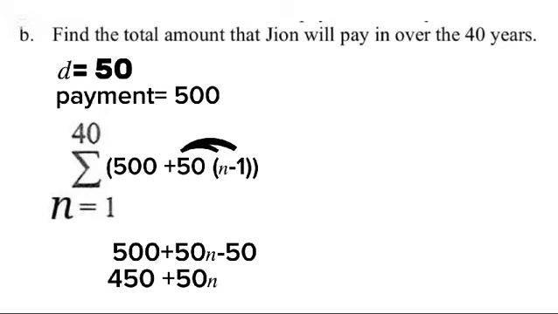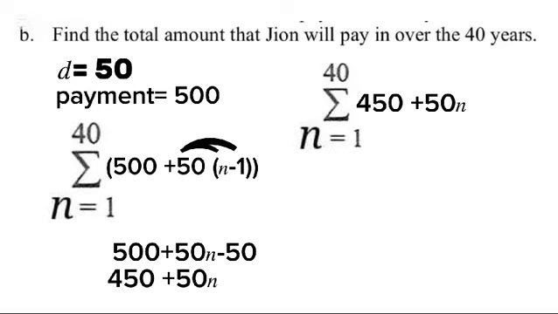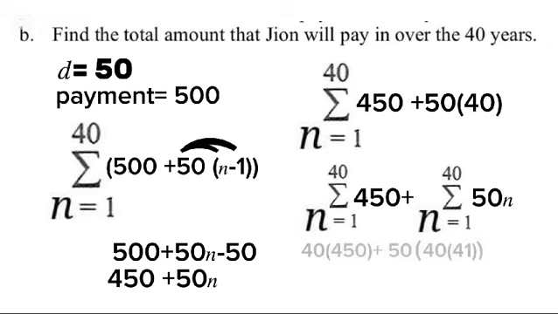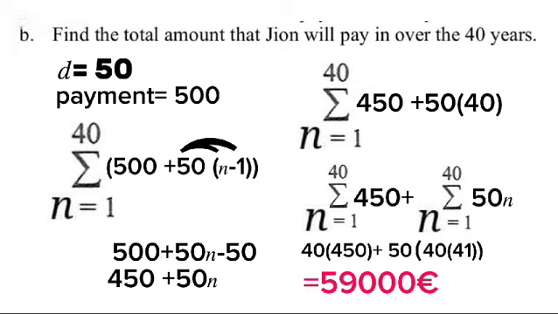Now it's actually time to solve the formula. So we put in our linear equation. Since n is going to be 40 terms, we're going to put that into our sum formula, and after evaluating it, we end up with the answer 59,000 euros.